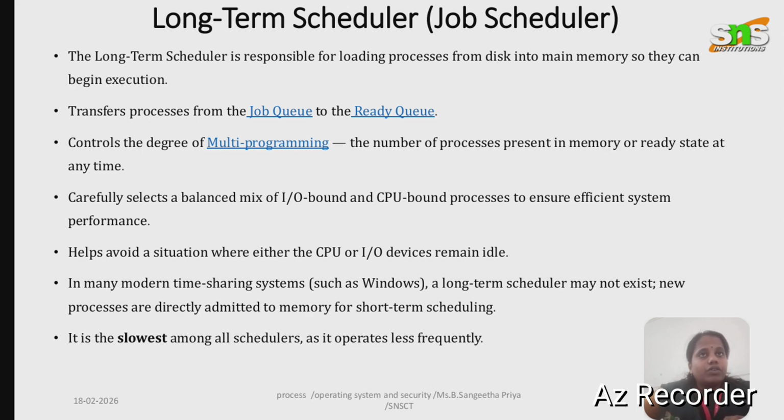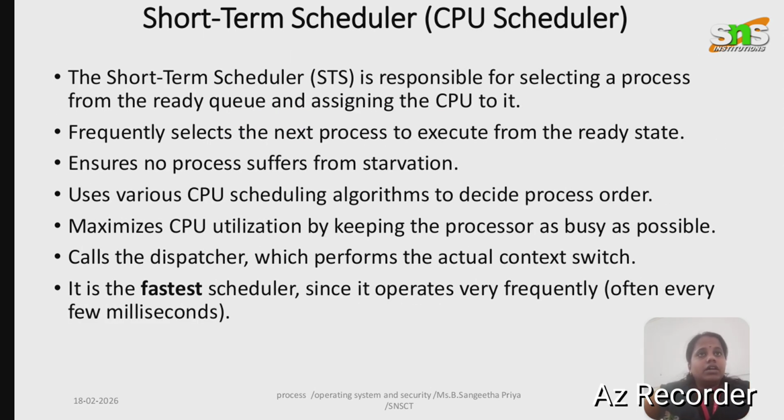And next, we are going to see the short-term scheduler, that is the CPU scheduler. It is the most important one. It decides which ready process gets the CPU next. The real-life example is the class teacher. Many students are ready. The teacher decides who answers next. The short-term scheduler selects the process from the ready queue, gives the CPU to that process, works every millisecond, and ensures no starvation. An important line: the short-term scheduler is the fastest scheduler.